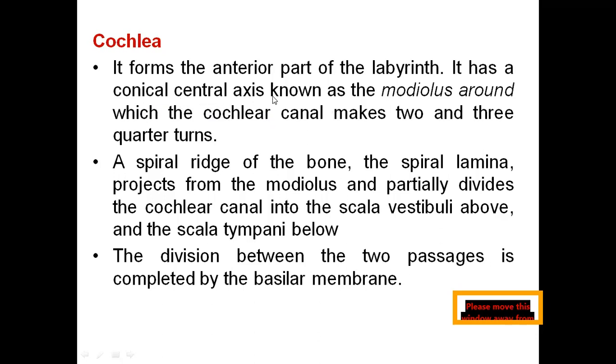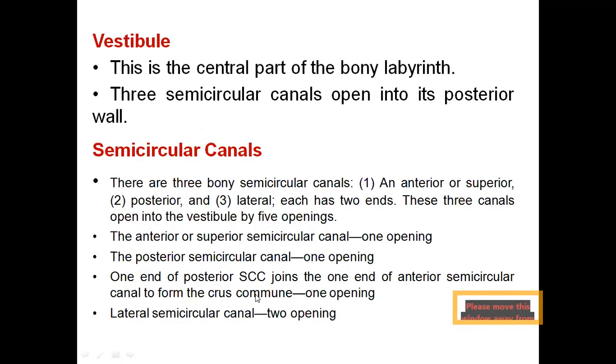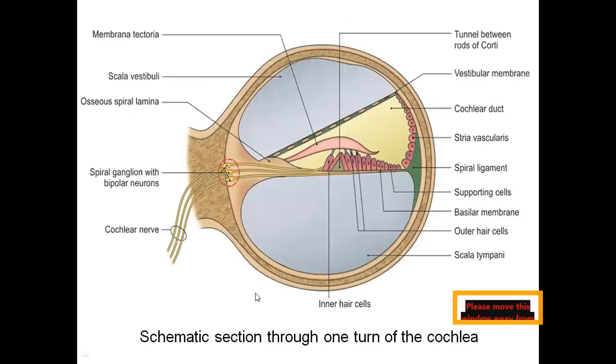It has a conical central axis known as the modiolus, around which the cochlear canal makes 2 and 3/4 turns. A spiral ridge of bone, the spiral lamina, projects from the modiolus and partially divides the cochlear canal into scala vestibuli above, scala tympani below. The division between the two passages is completed by the basilar membrane. This is all bony shell. So this is the basilar membrane. So we have three compartments: scala vestibuli, scala media, and scala tympani.